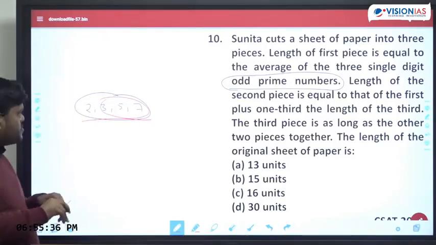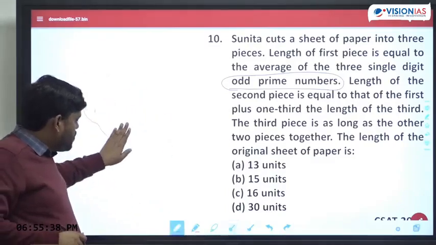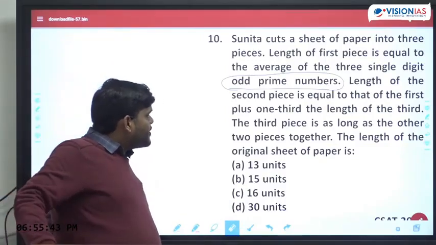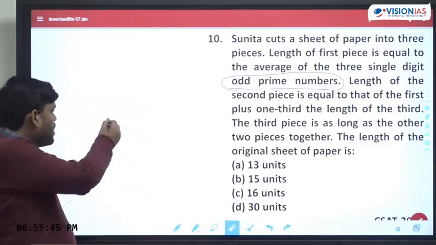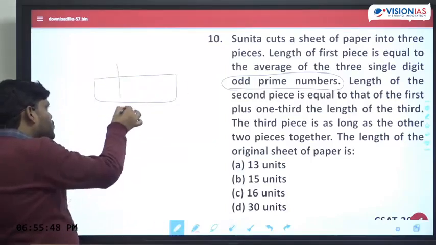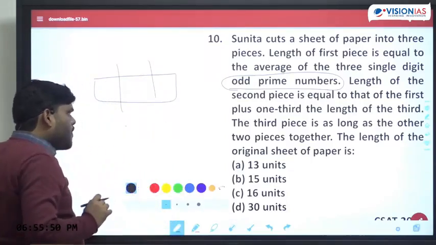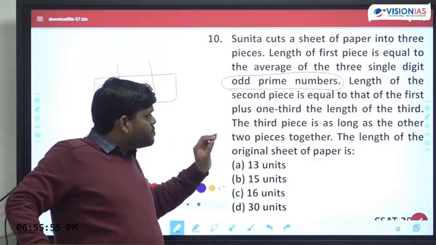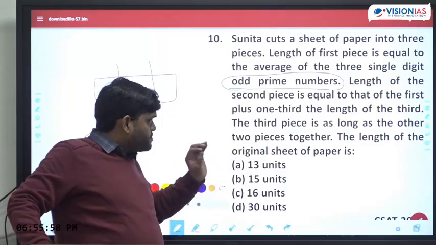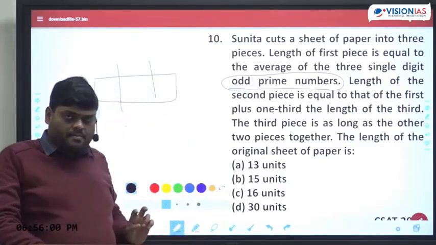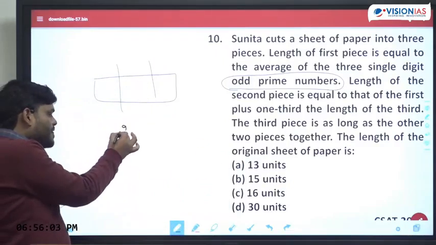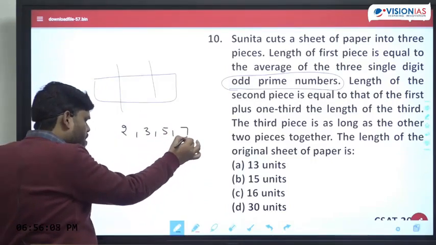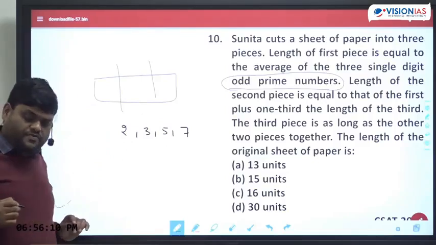Okay, let me solve. What is the question? Sunita cut a sheet of paper into 3 pieces. A paper is there. Sunita cut it into 3 pieces. Now, the average of the length of the first piece is equal to the average of 3 single digit odd prime numbers. So I told you the single digit prime numbers are 2, 3, 5 and 7.